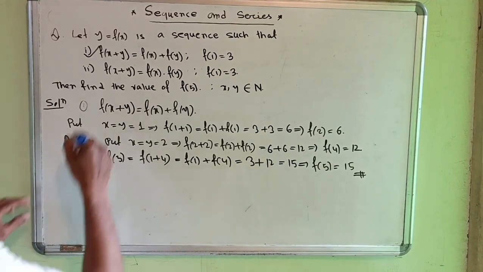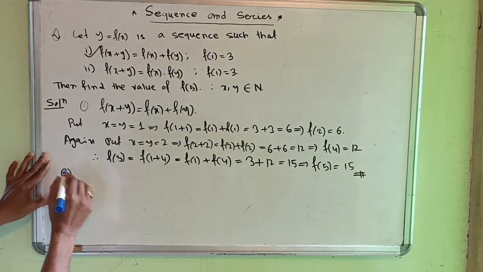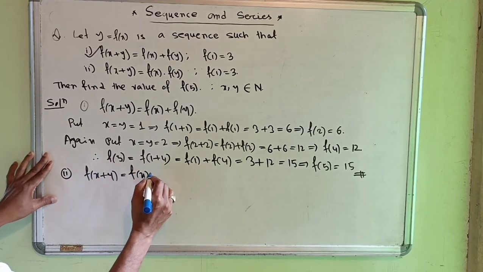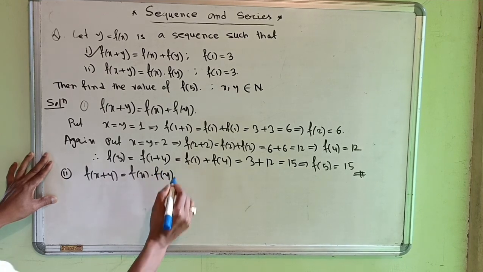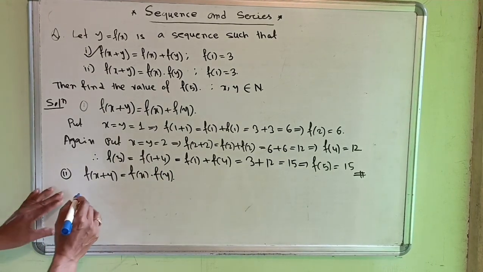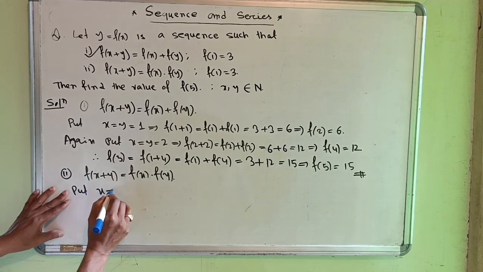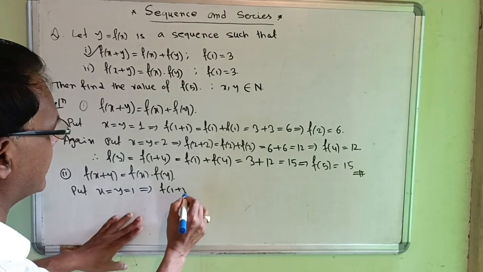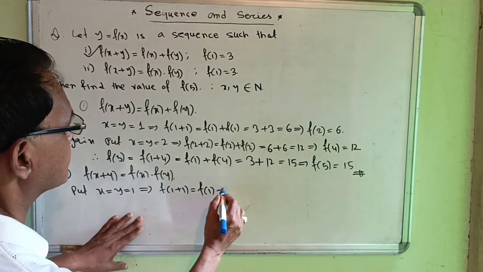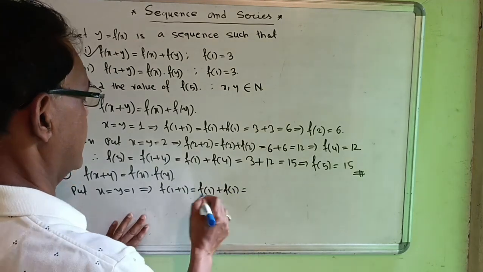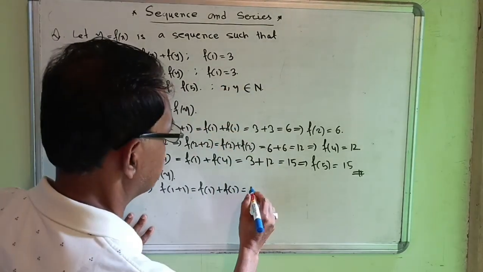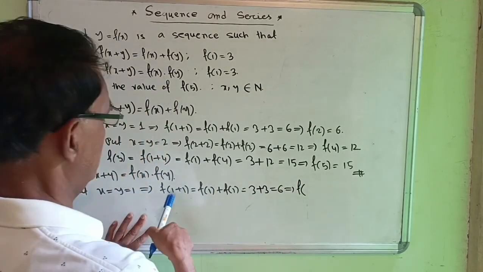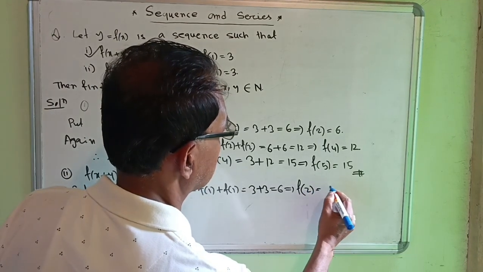Another question is given, number 2. f(x plus y) is equal to f(x) into f(y). Similarly, we put x equal to y equal to 1. This implies f(1 plus 1) is equal to f(1) into f(1). f(1) is given as 3. In the second question also it is 3, 3. This implies f(2) is equal to what?